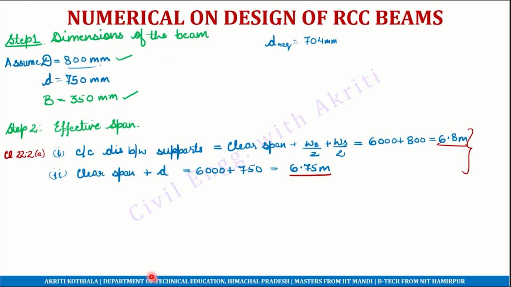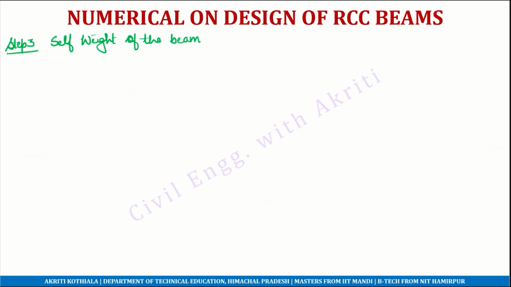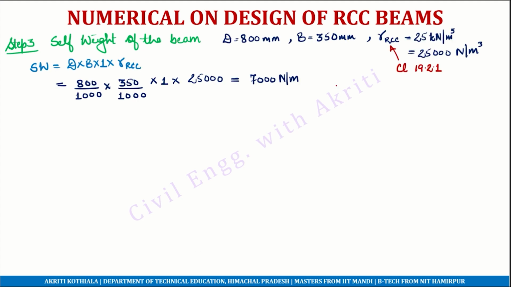So again, from clause 22.2a, we have calculated this value with the new value of effective depth, and we will take the least value, which is equal to 6.75. So our revised L effective is 6.75 m. Moving on to the next step, self-weight of the beam. Again, we'll be using the same formula used before. We obtain the value of the self-weight of the beam equal to 7,000 Newton per meter.